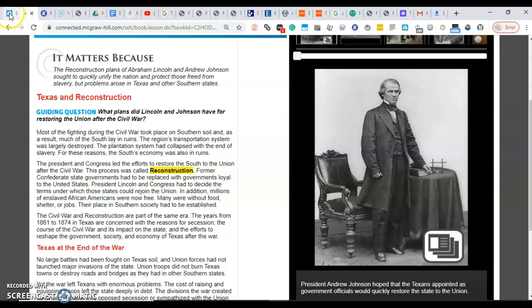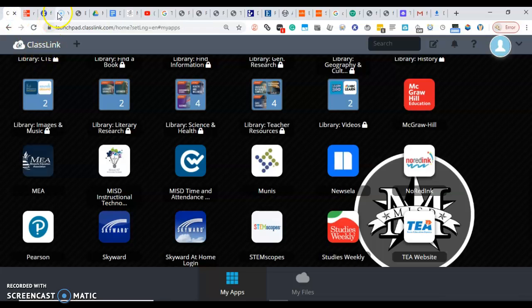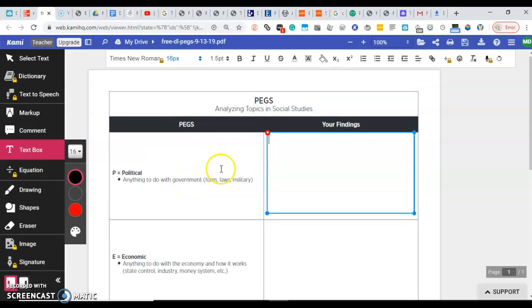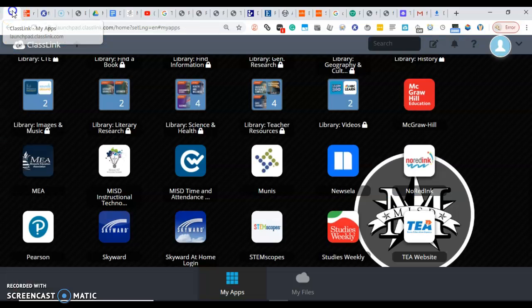Alright, so first thing you're going to do is get the paper that I gave you, which should look like this. It's just that it's not going to be digital form. So PEGS, Analyzing Topics in Social Studies, is what it says at the top. Make sure to put your name. And then open up your book.